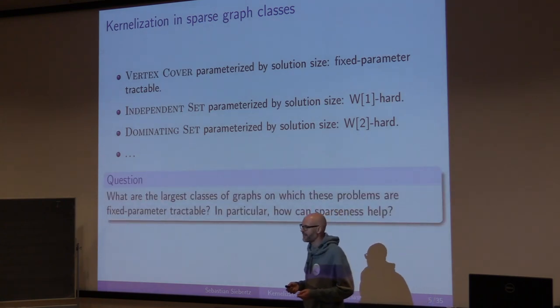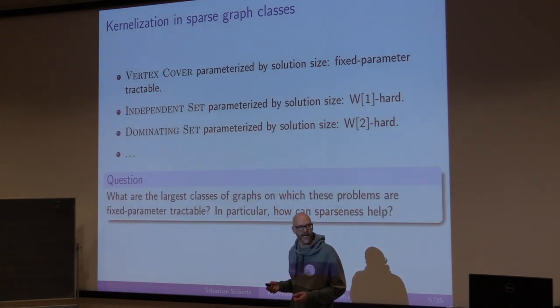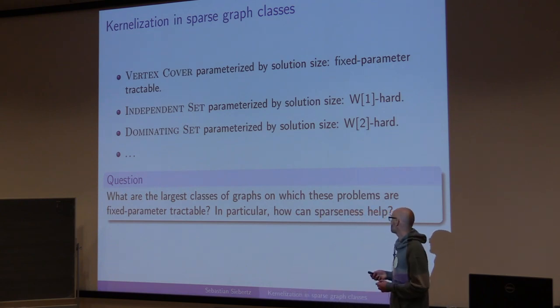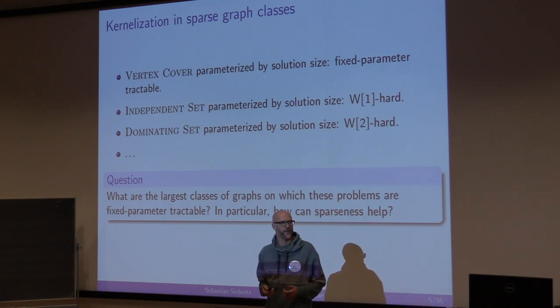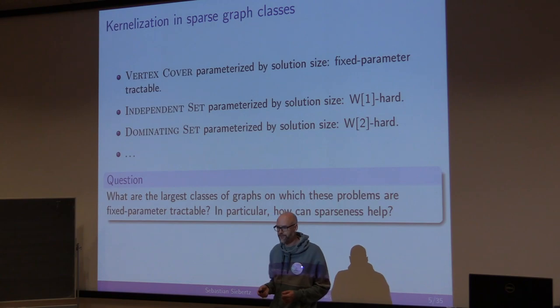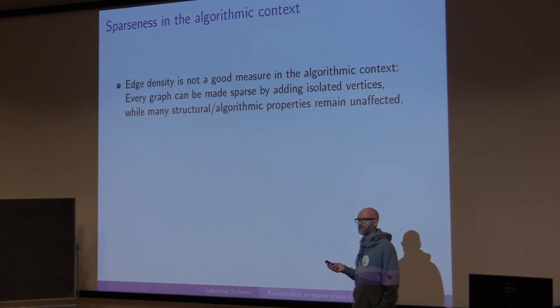And the question that I want to ask is, what are the largest classes of graphs where we can actually have fixed parameter algorithms, where we have kernelization algorithms, and in particular, how can sparseness help to get efficient algorithms? So what do I mean by sparseness?